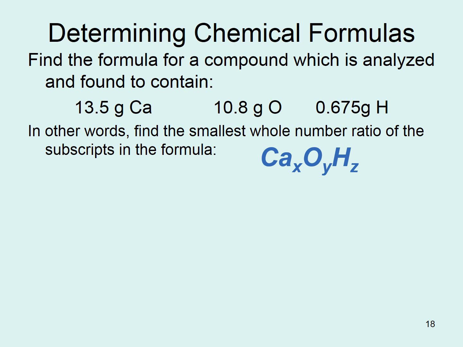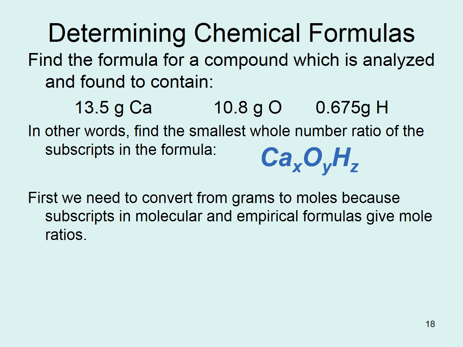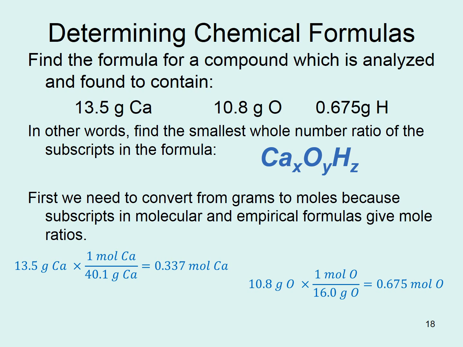So what we do is take the grams and convert them to moles. Again, we're looking for the mole ratio, so we take the mass and convert to find moles. So 13.5 grams of calcium, we divide by the molecular weight of calcium, and we get 0.337 moles of calcium. If we take the oxygen, 10.8 grams, divided by its molecular weight, 16.0 grams, we get 0.675 moles of oxygen. And then if we take the hydrogen, 0.675 divided by the molecular weight, 1.01, we get 0.668 moles of hydrogen.